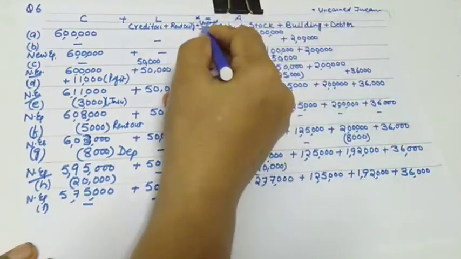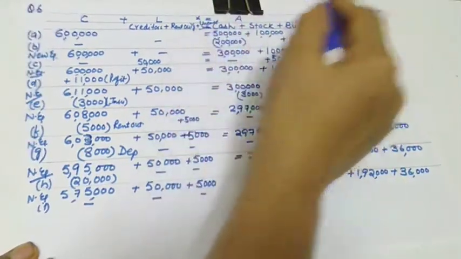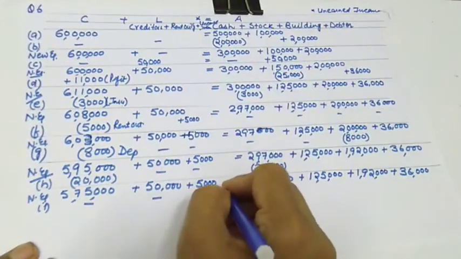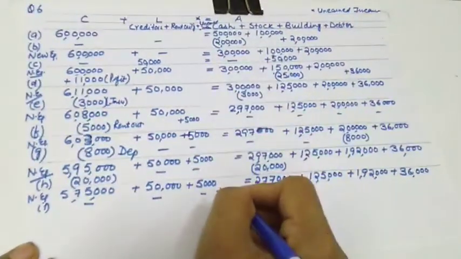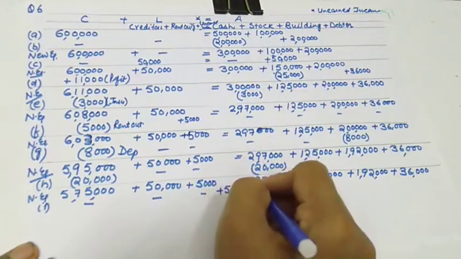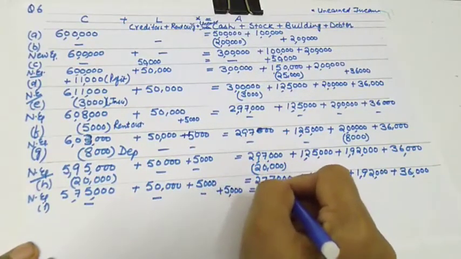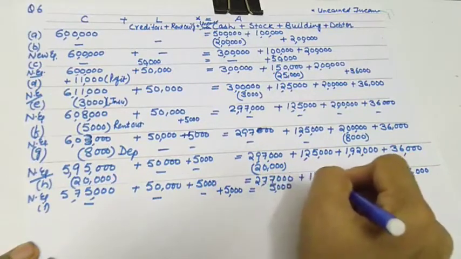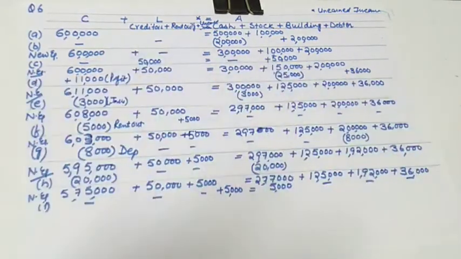Because of lack of space I'm unable to mention it here. This is unearned income. How much income am I receiving? A new item will be added here on the liability side. Rent, unearned rent also you can write, and cash will also increase by 5,000. No change in any of the other assets.